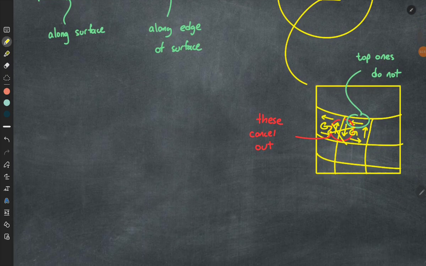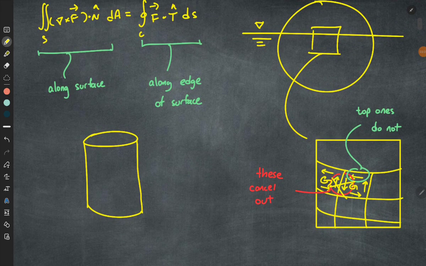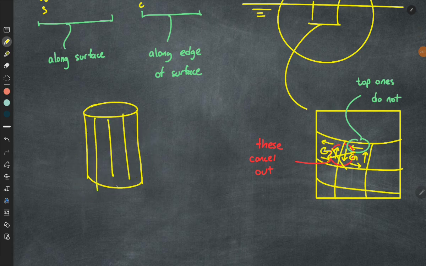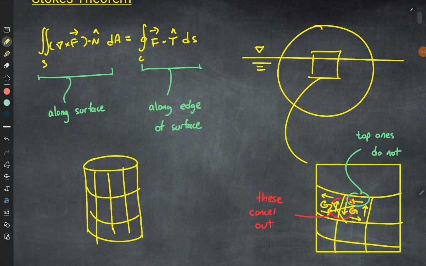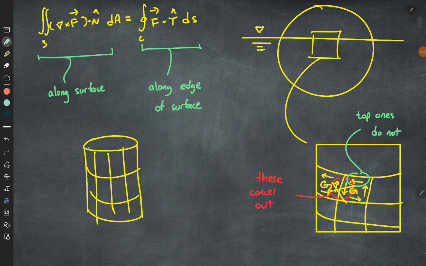So say if we had a Coke can, it's open at the top, and we wanted to prove Stokes' theorem for it. Basically what we would do is we would evaluate this surface integral for the surface down here, and then we would evaluate a closed path integral about this curve, so the edge.